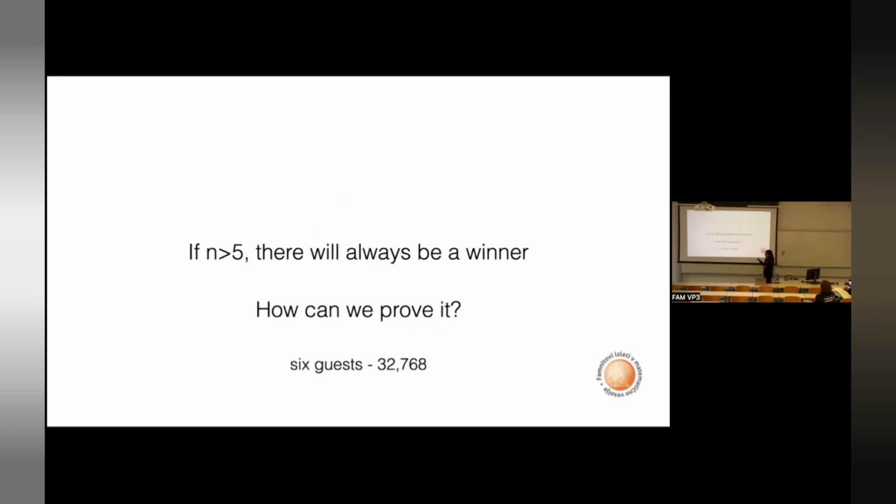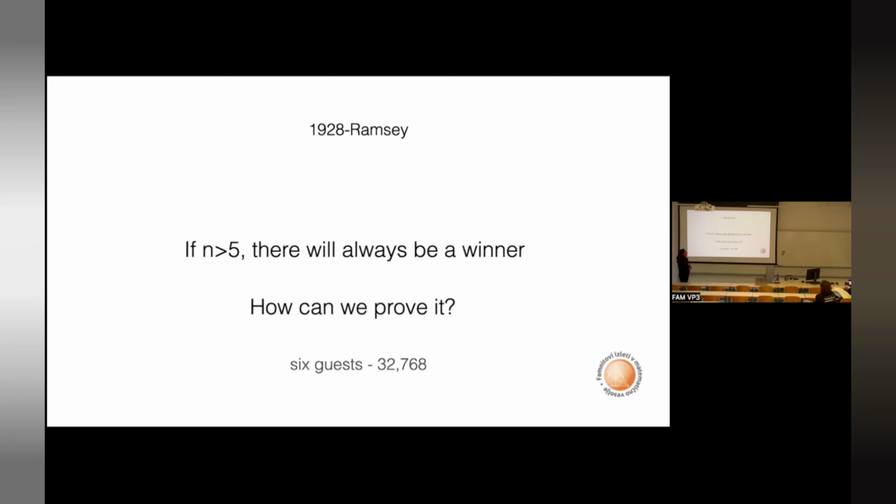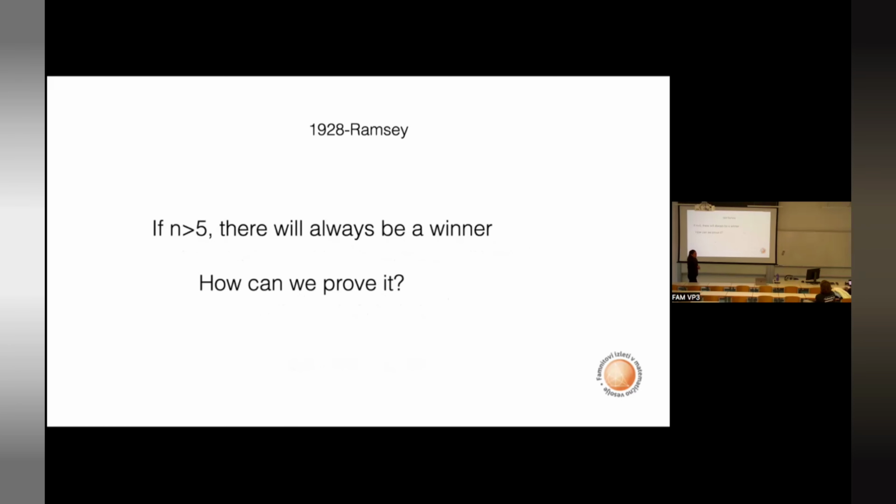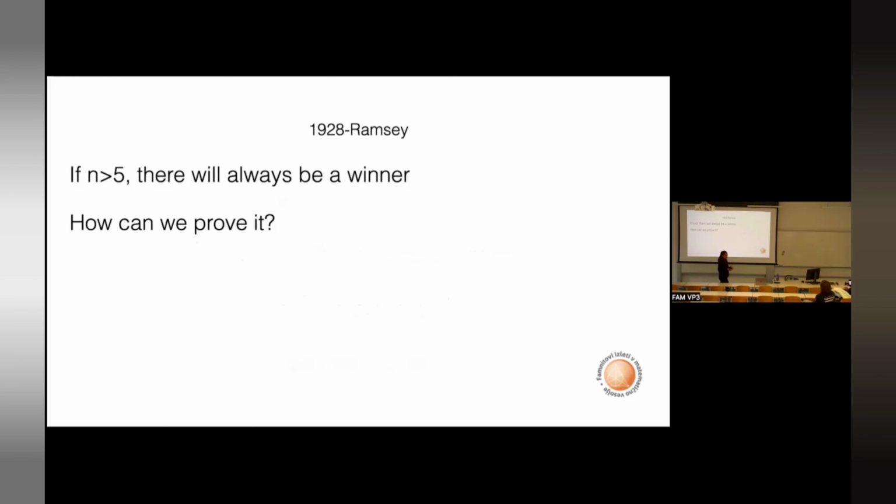Well, one way of proving this is I take at least 6 points, and then I go through all the possibilities. So we have this number of possibilities. We could try, but there is a better way. And this was done by this mathematician, Ramsey, in 1928. And the proof is very nice, so we will go through it.